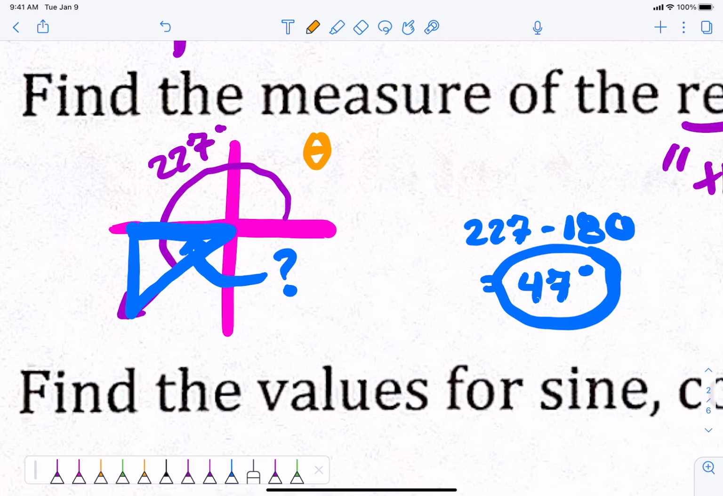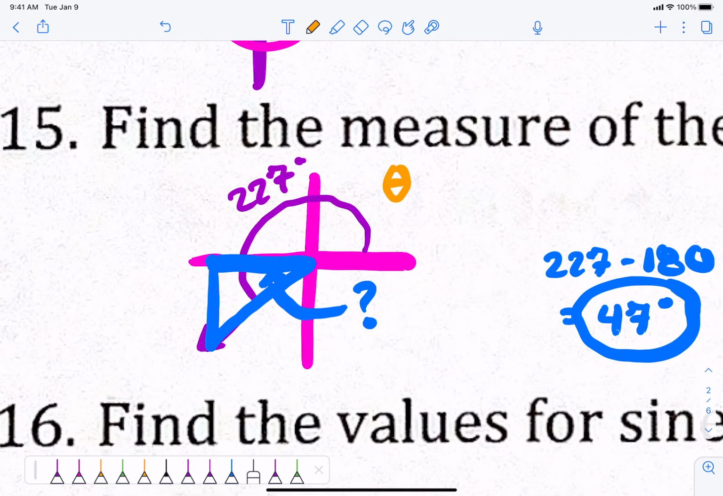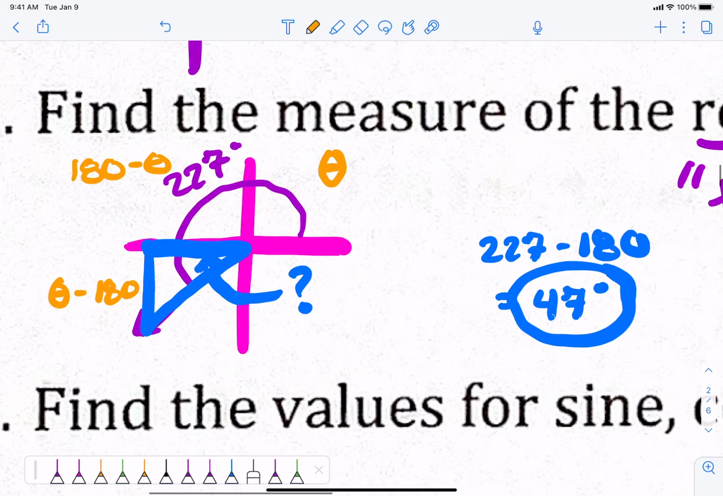If he's in the second quadrant, do you remember what you do? Add, no, minus, subtract. 180 minus the angle theta, okay? Now, in the third quadrant, what did we just do? We did theta minus 180. We did it the other way around, right? We took 227 and subtracted 180 from it. Okay, what do you do if it's in the fourth quadrant? 360 minus that angle theta, right?